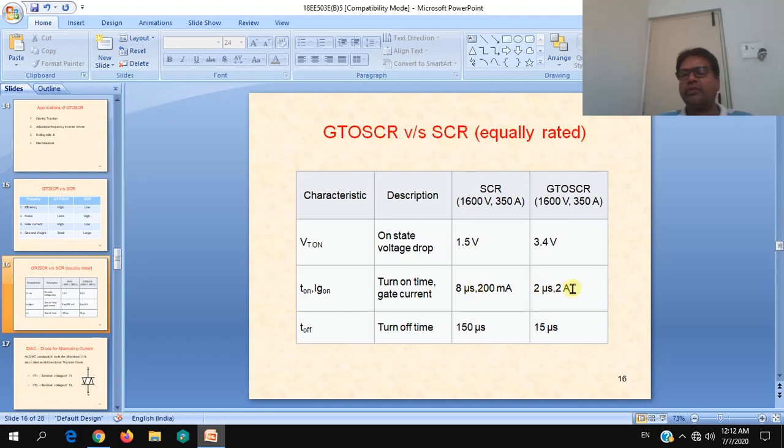When it comes to GTO SCR, it is 2 amps. This is 0.2 amps and this is 2 amps. Higher gate current is required, but turn on time has been decreased considerably. With 2 amperes of gate current, turn on time will be almost 1/4. It has become 25%. In 2 microseconds, it will be turned on.